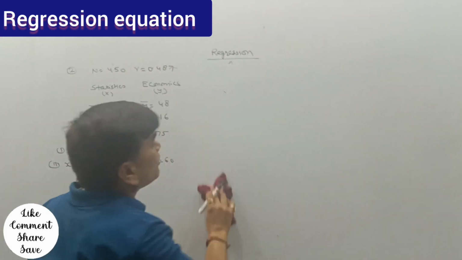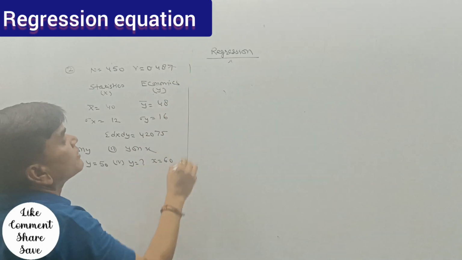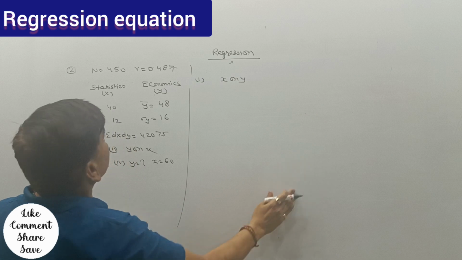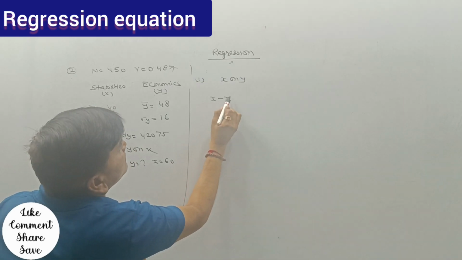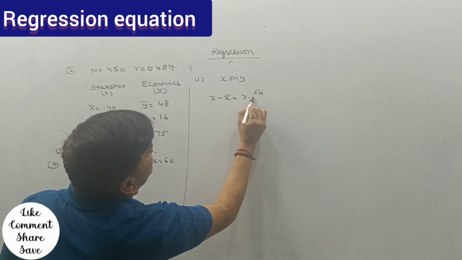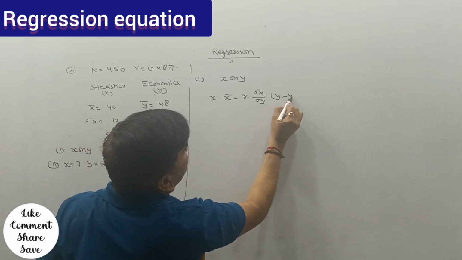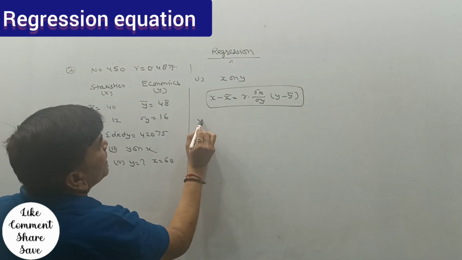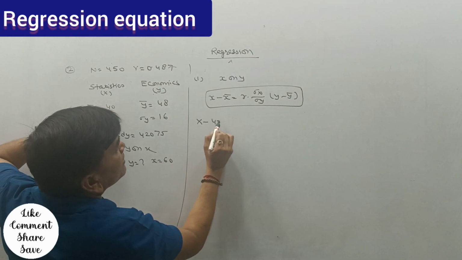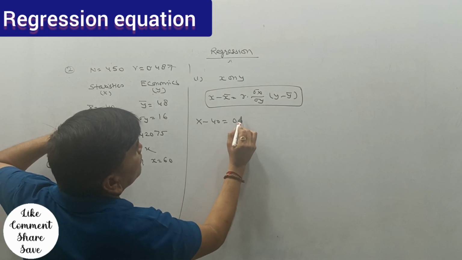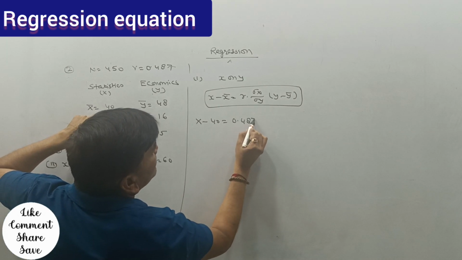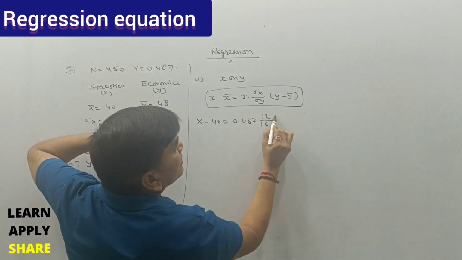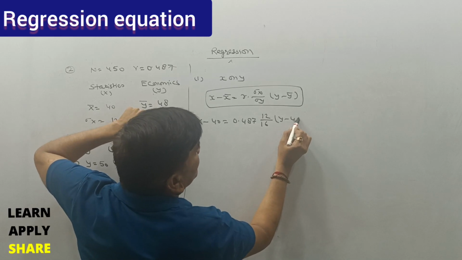Firstly we have calculated the value of r. Now come to the point, question number one: we have to calculate the x on y equation. The formula is x minus x bar equals r times standard deviation of x upon standard deviation of y, times y minus y bar. So x minus x bar is 40, r is 0.487 as we calculated, standard deviation of x is 12, standard deviation of y is 16, and y bar is 48.